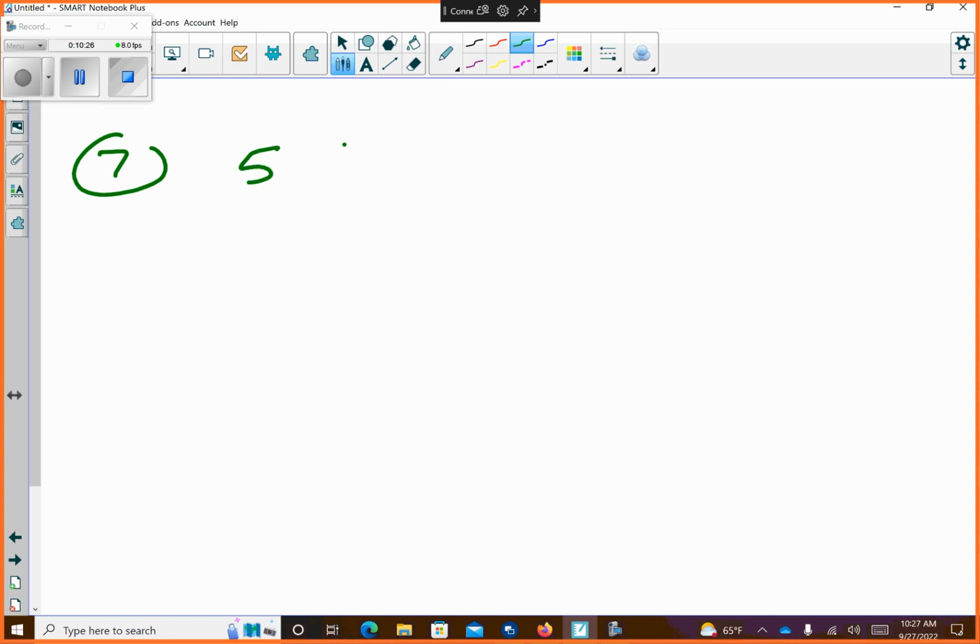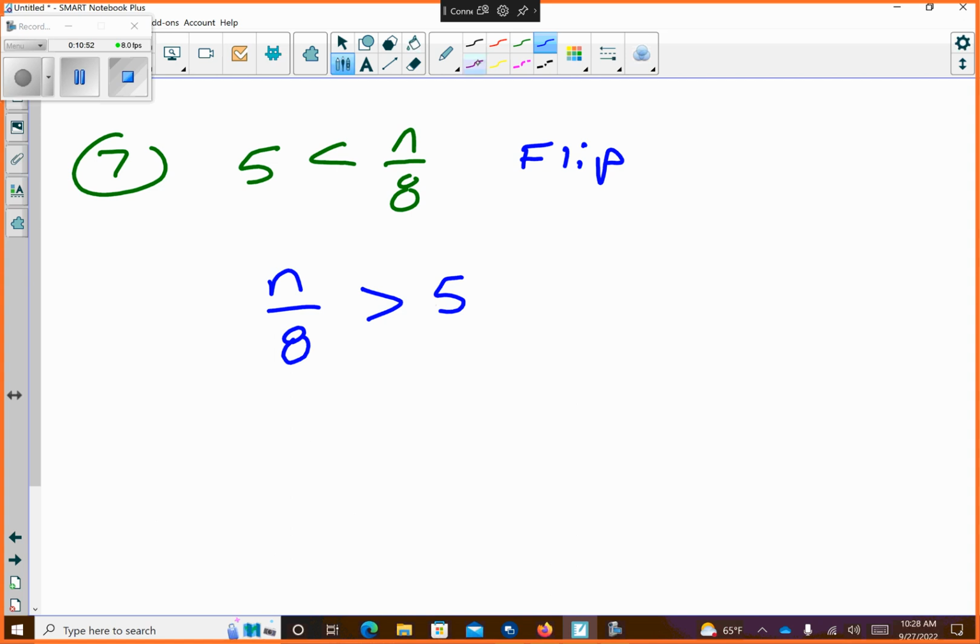Number 7. Now, remember yesterday, I think it's important because I always want the letter on the left side. So I'm going to flip the entire problem over. Friends, did my inequality sign flip over because I multiplied or divided by a negative number? No. It flipped over because I flipped the whole problem over because I wanted the letter on the left side. What should I do to get n all by itself? Times 8. Times each side by 8. Good. That cancels.